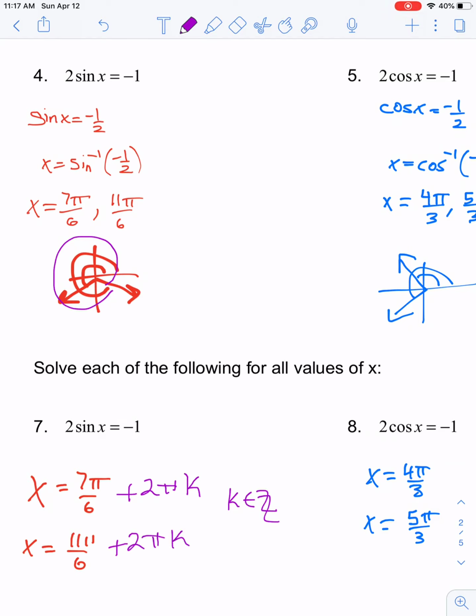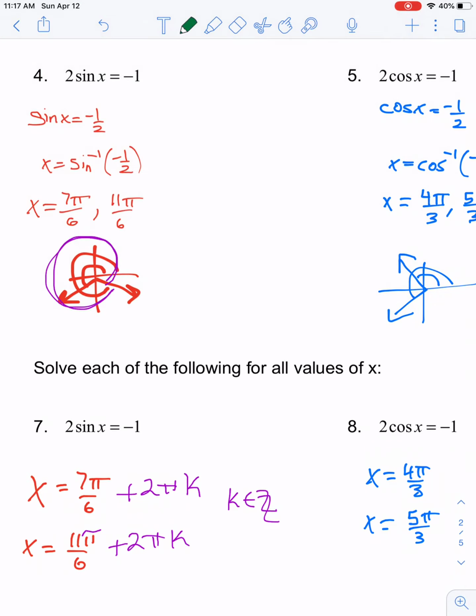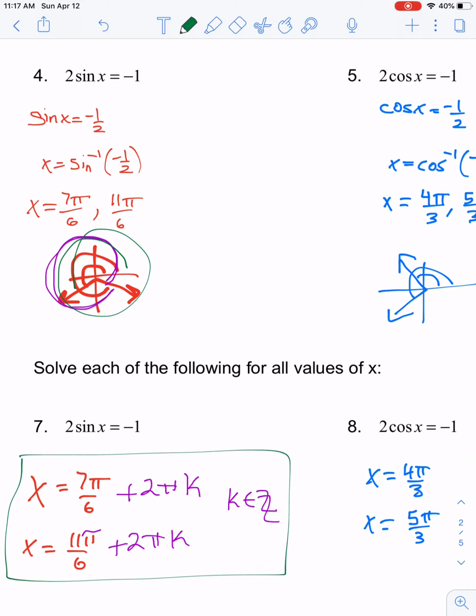And I would do that for this answer as well. And now I realize, actually, when I was showing on the graph, that was for the 11 pi over 6. And then if I added, in a different color, 2 pi to 7 pi over 6, that would get me something coterminal there. So these two equations are representing all the angles that have a sine of -1/2.